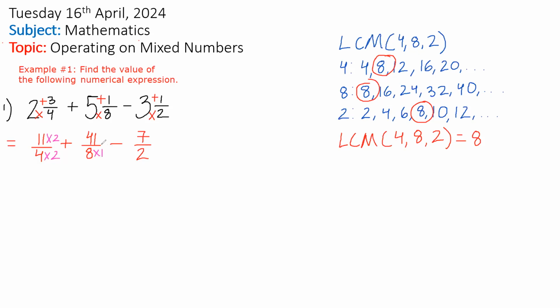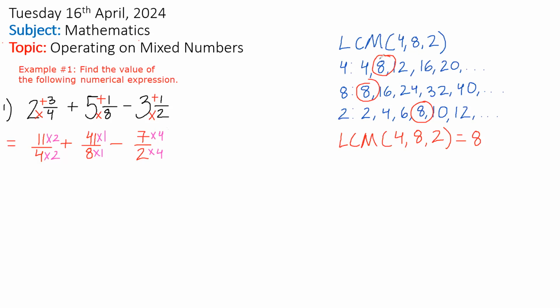And it's going to be 41 times what? 41 times 1, right? And then what times 2 gives me 8? 4. Again, whatever we do to the bottom, we must do to the top. And so now we have 7 times what? 7 times 4. Okay, so now we have to multiply, right?